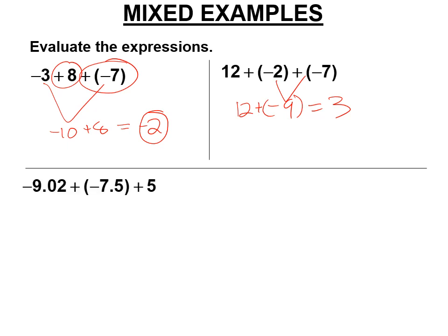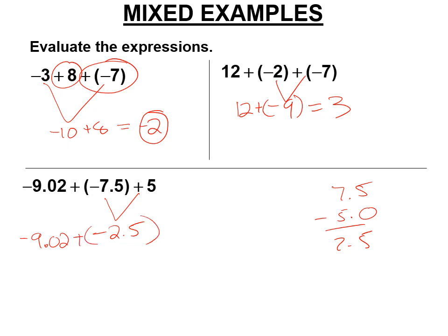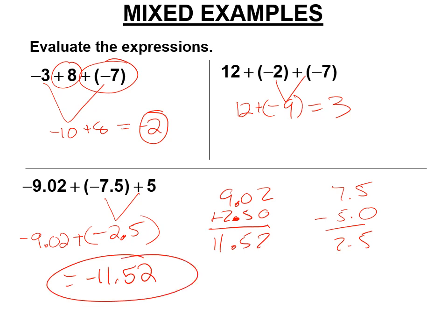Okay, so now here I might do something different. Because I can do negative 7.5 plus 5 in my head and get negative 2.5. But let me just write that out. 7.5 minus 5 is 2.5. That's negative 2.5. So then I have negative 9.02, or negative 9 and 2/100ths. Did I say that correctly? Plus negative 2.5. So now they're all negative. Now I can add them up. So 9.02, 2.5, lining up your decimal points. And so this is negative 11 and 52/100ths, or negative 11.52.